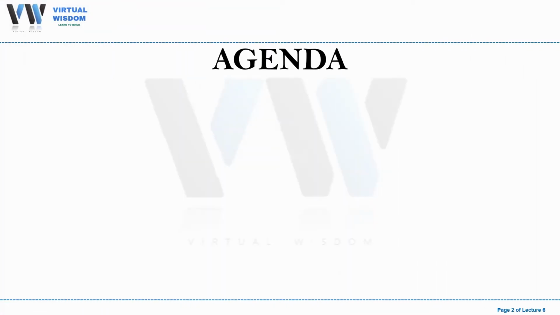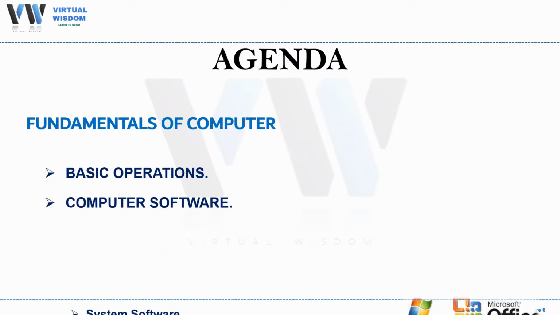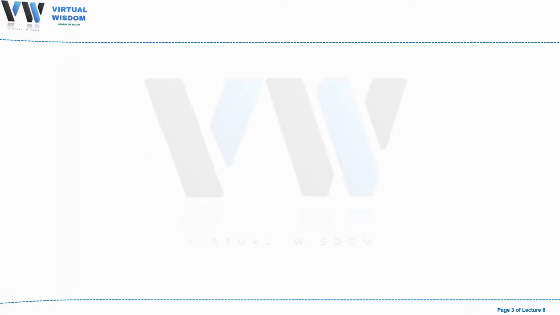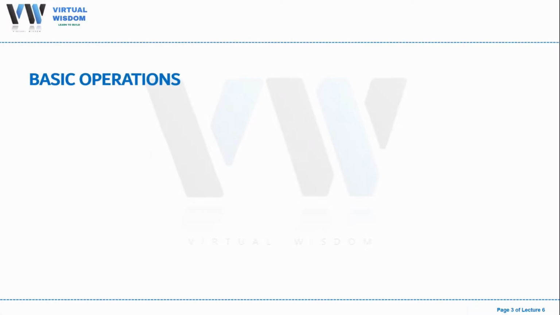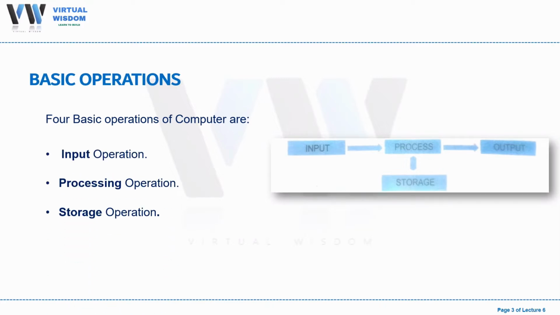In this lecture, we will be discussing fundamentals of computer, in which we will discuss basic operations performed by the computer, computer software and its types. Before discussing basic operations of the computer, you should get familiar with the term operation. So, operation is any action that is carried out by device to accomplish or complete the particular task. From this, we can state basic operations of the computer as input operation, processing operation, storage operation, and output operation.